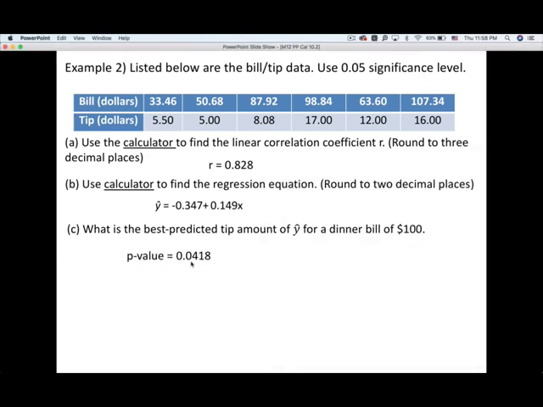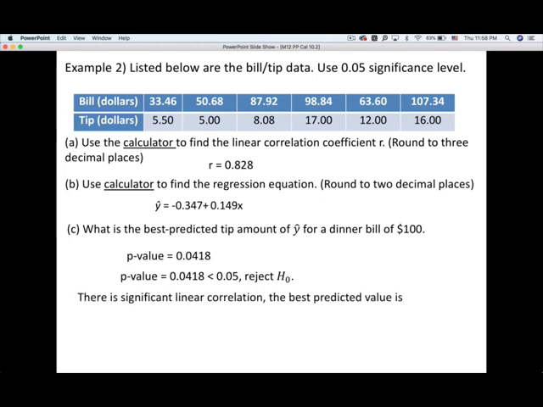This is my p-value. Remember the p-value method? I'm gonna compare it with your significance level. So this is gonna be less than the significance level. We're gonna reject the null hypothesis. Remember the null hypothesis? That will be rho equal to 0, means there's no linear correlation. Right now, we're gonna reject it. Reject it means there is a linear correlation.